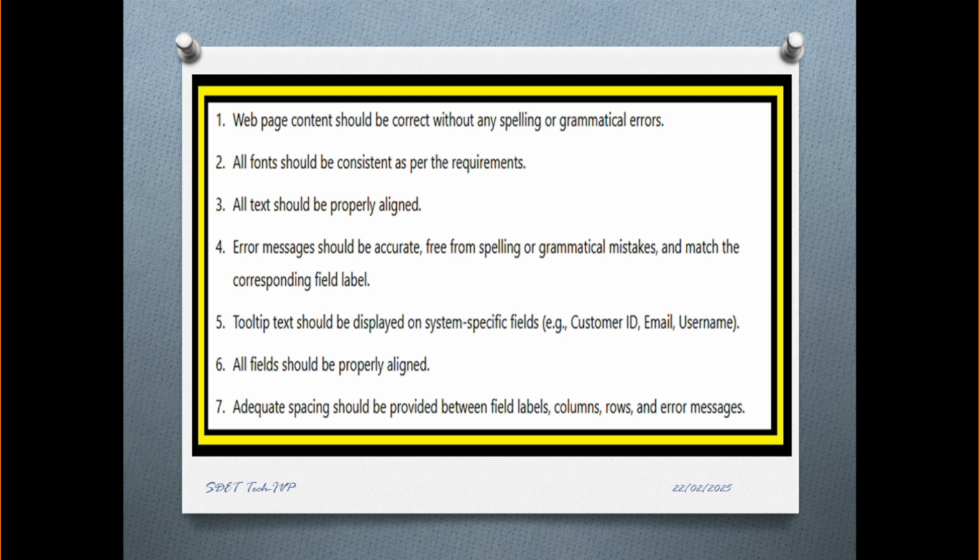Okay. The seventh point, adequate spacing should be there between the field and the label, and between the columns and rows. There should be adequate spacing between the columns and the rows, as well as wherever there is any error message.